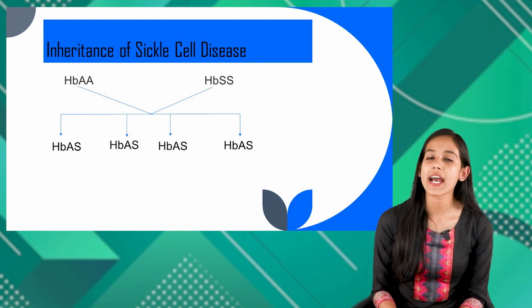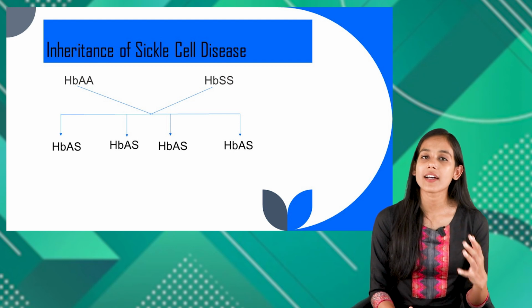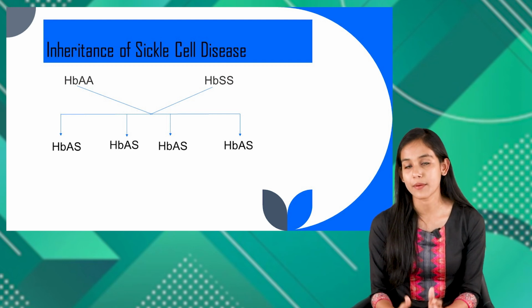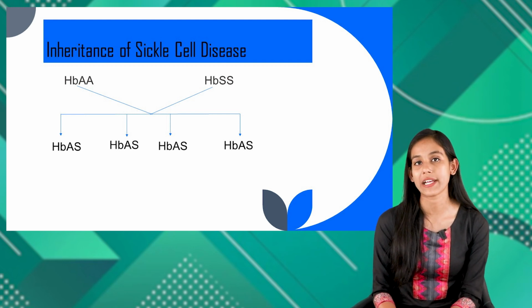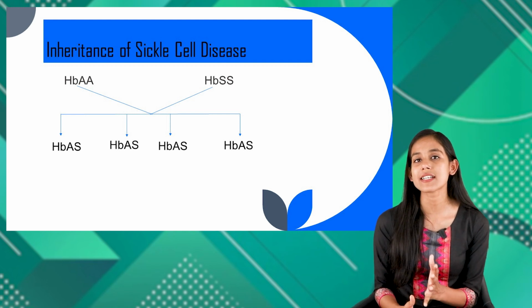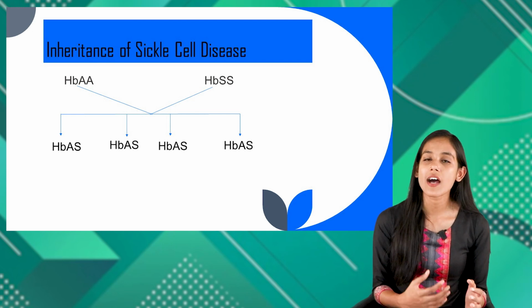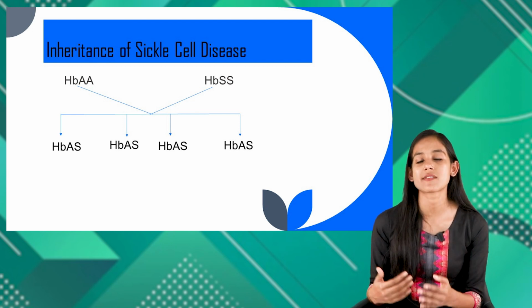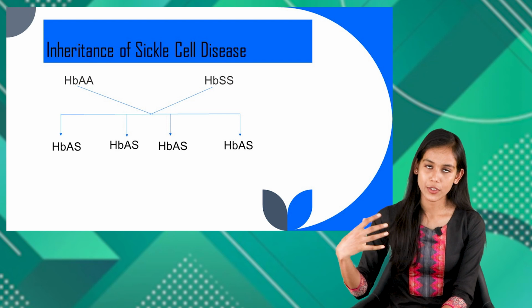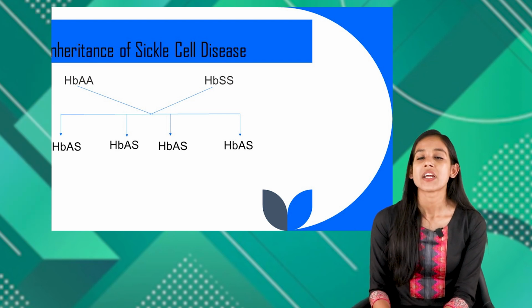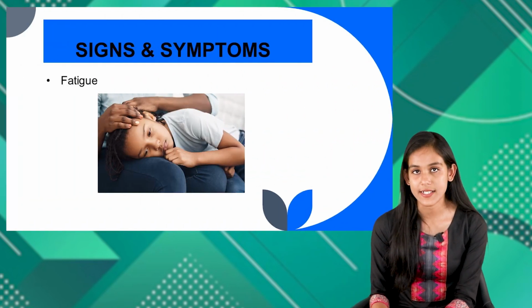Next, if one parent has sickle cell anemia and the other parent is completely unaffected, in that case, what might happen? All the children would become carriers. So this is how this disease is passed down to the children from the parents. Now let us move on to the signs and symptoms.